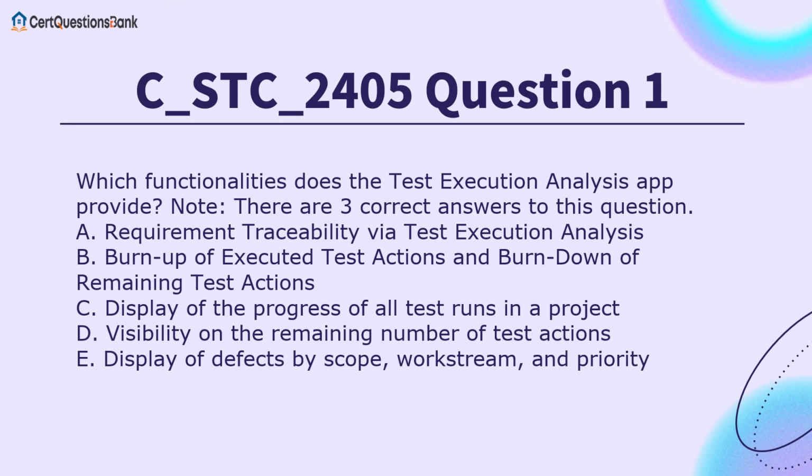Which functionalities does the Test Execution Analysis app provide? Note: there are 3 correct answers to this question. A. Requirement traceability via test execution analysis. B. Burn up of executed test actions and burn down of remaining test actions. C. Display of the progress of all test runs in a project. D. Visibility on the remaining number of test actions. E. Display of defects by scope, workstream, and priority.